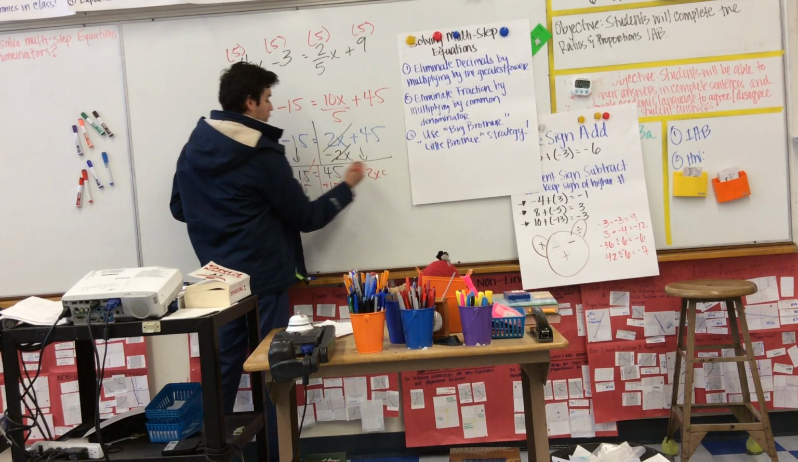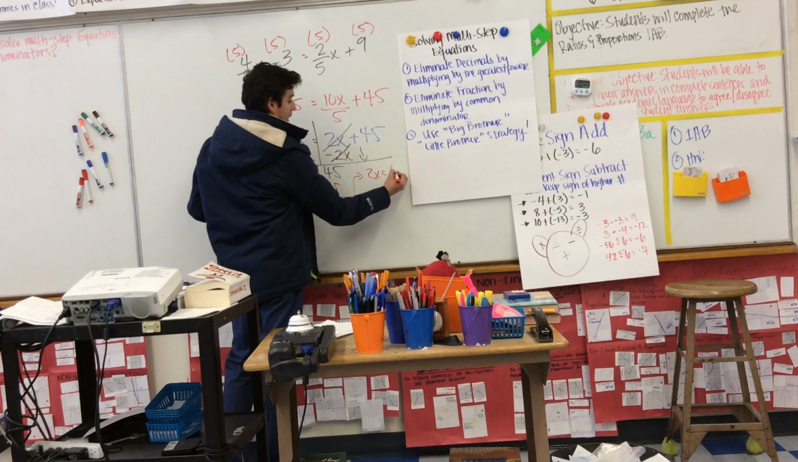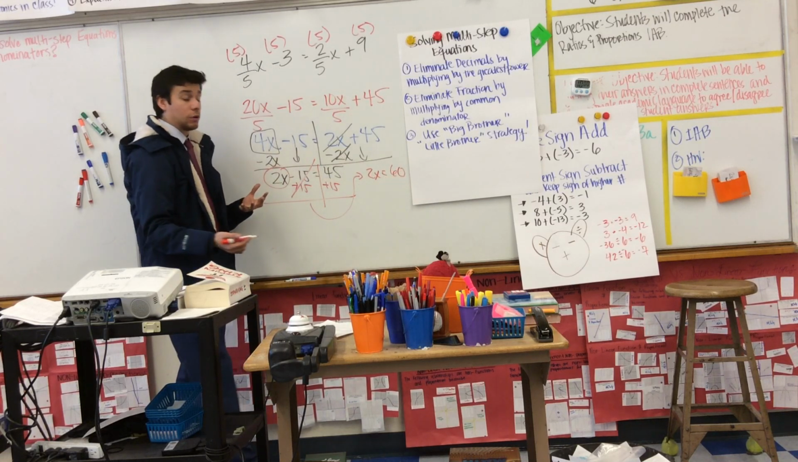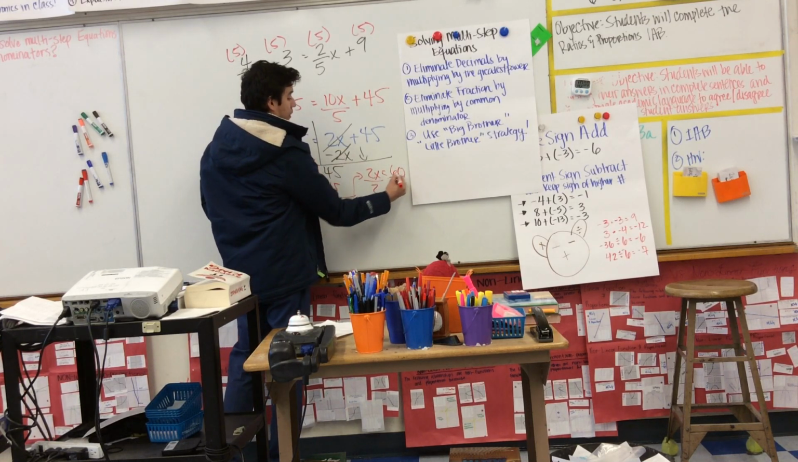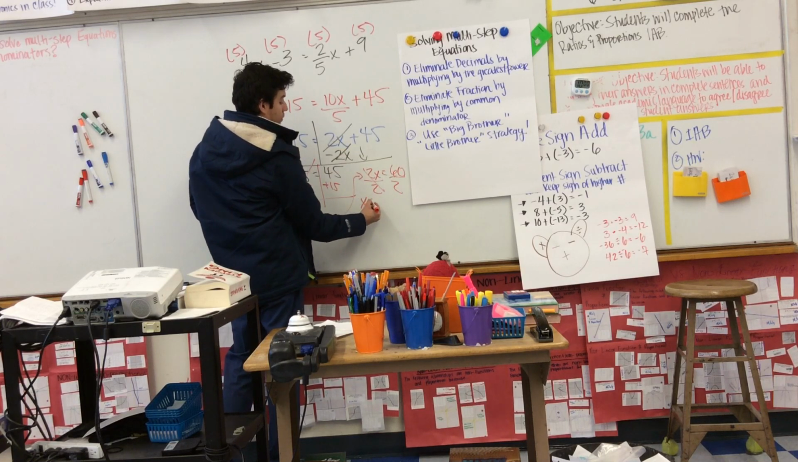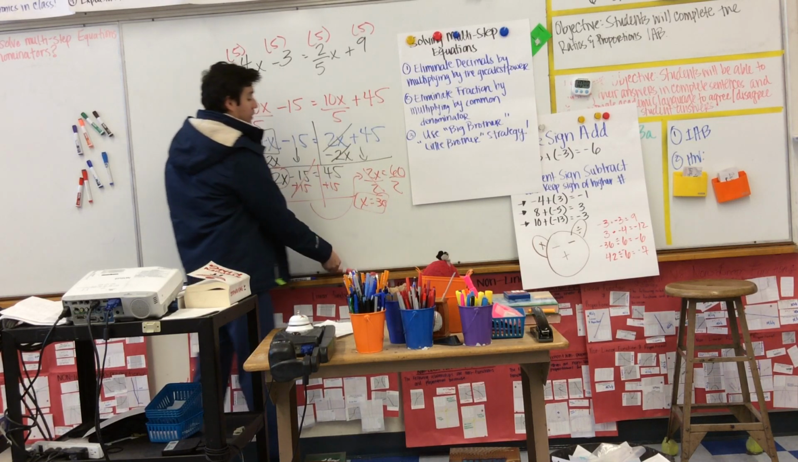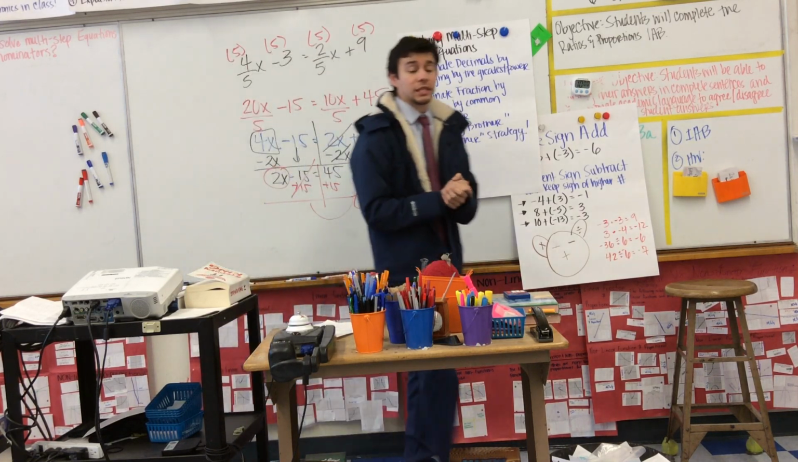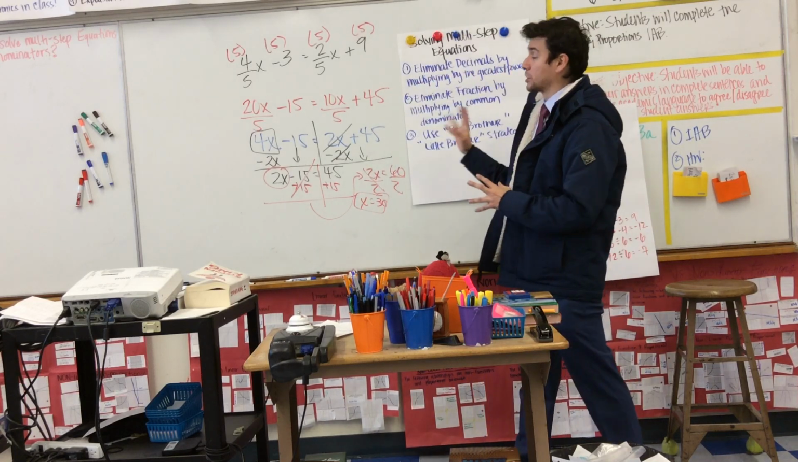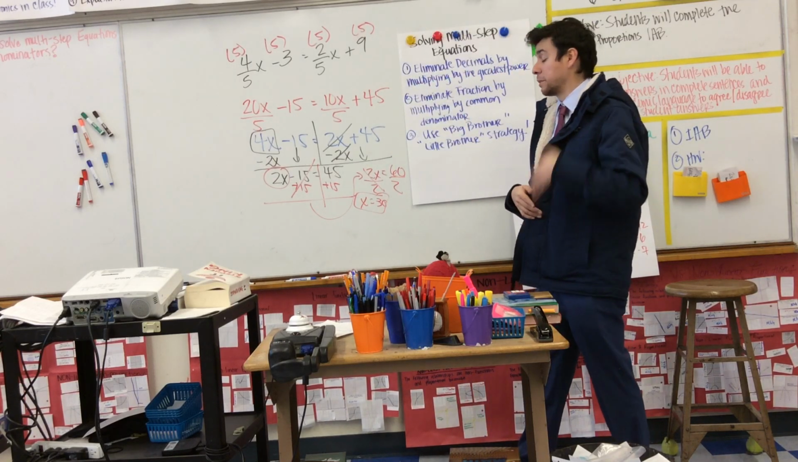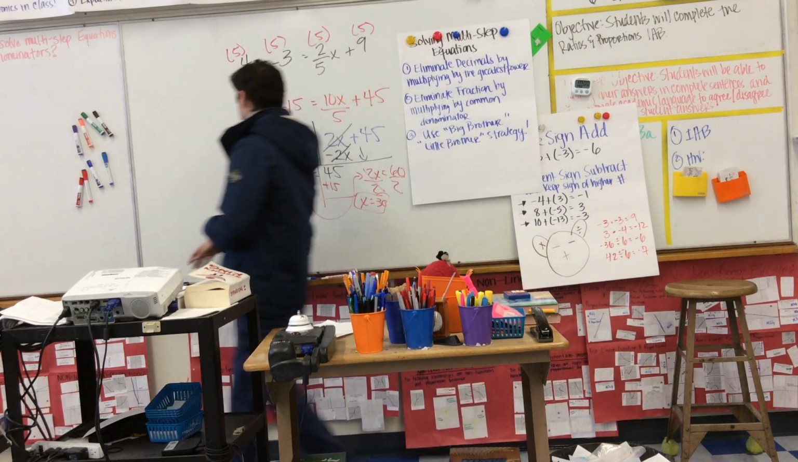2x is equal to 45 plus 15 is 60. We're almost done. Remember, the last step is always division step. X will equal 30. So that's how you solve a multi-step equation with fractions that have the same denominator. Let's do another one.